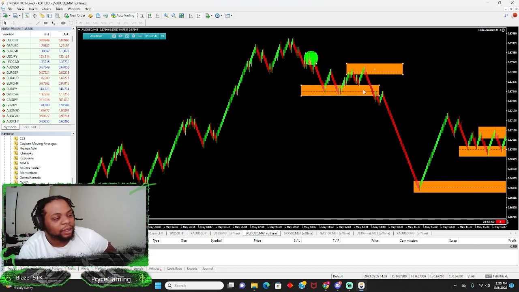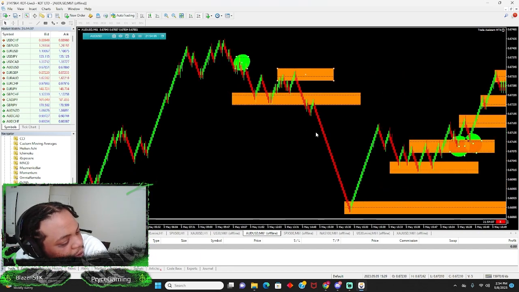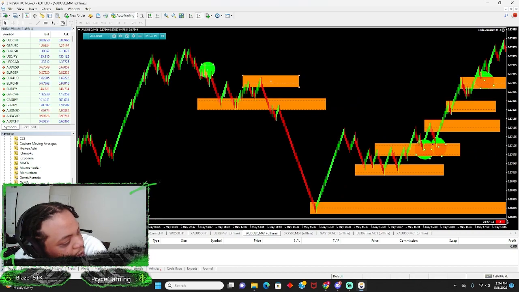Come down, pushes past these swing lows. Feel me? Comes and retests it. Gives you the stairs motion. Feel me? Boom. Shoot down. New swing low. Your trade is right here.